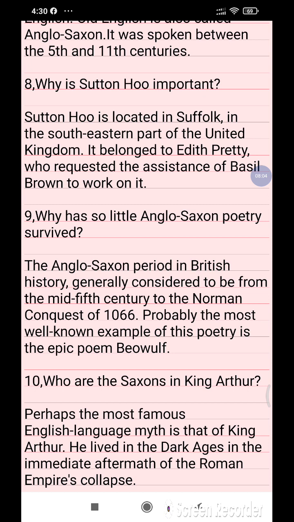Who are the Saxons in King Arthur? Perhaps the most famous English language myth is that of King Arthur. He lived in the Dark Age, in the immediate aftermath of the Roman Empire's collapse.